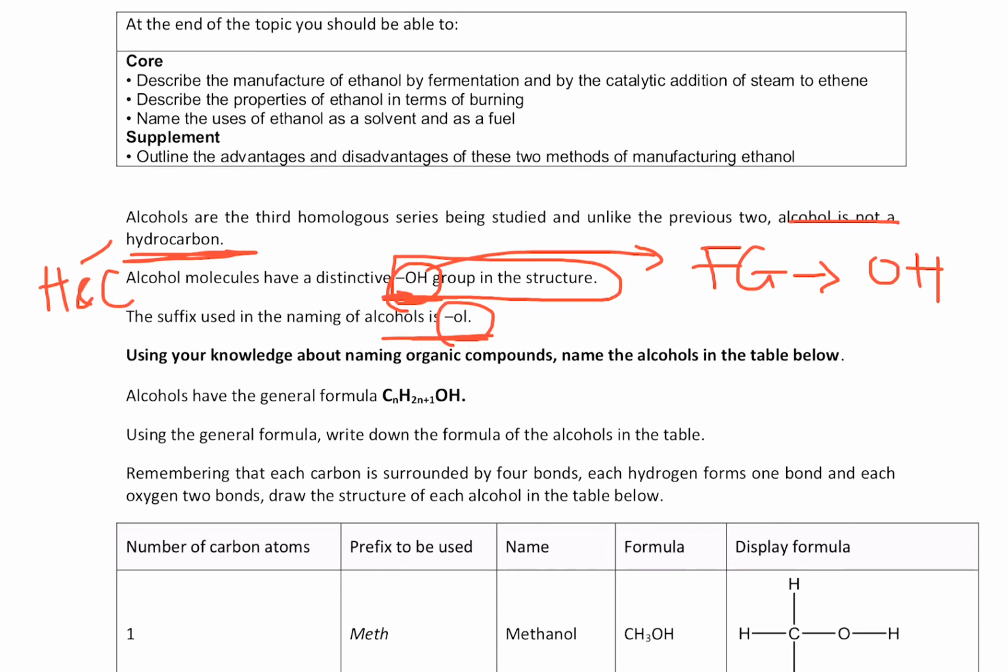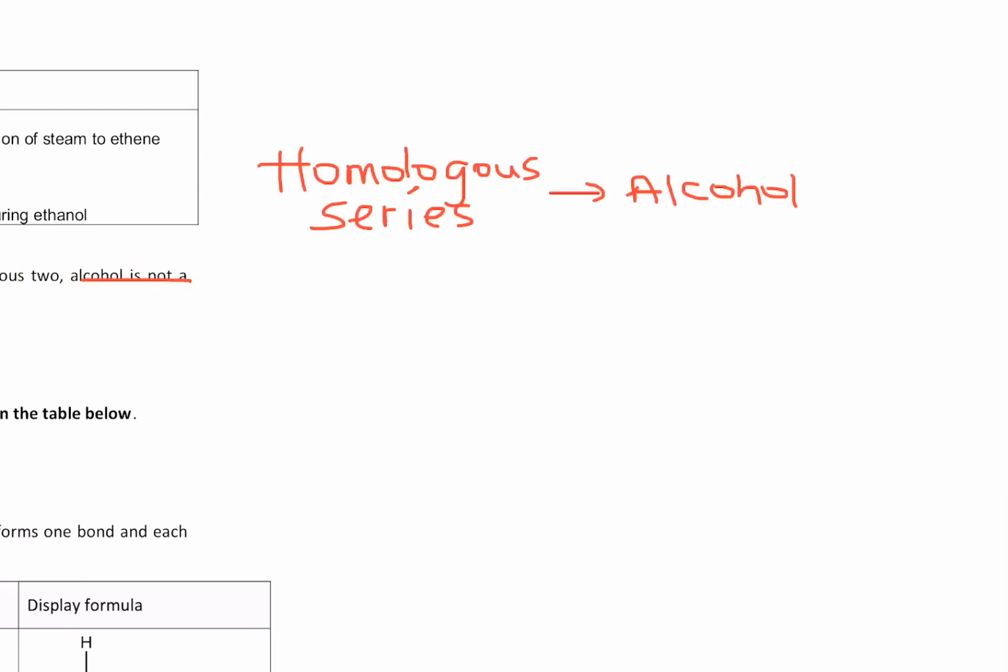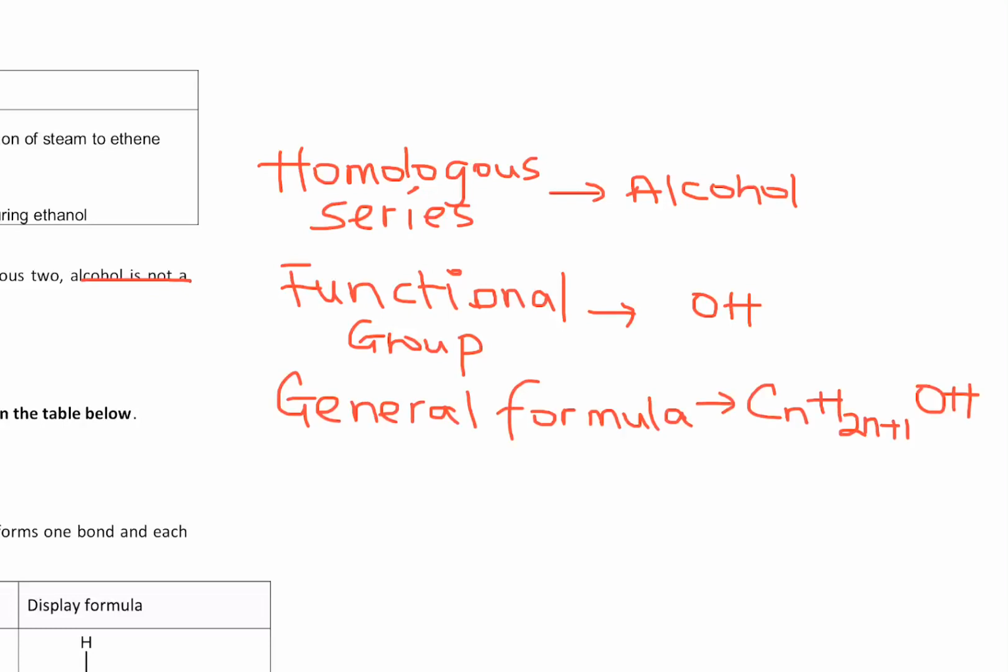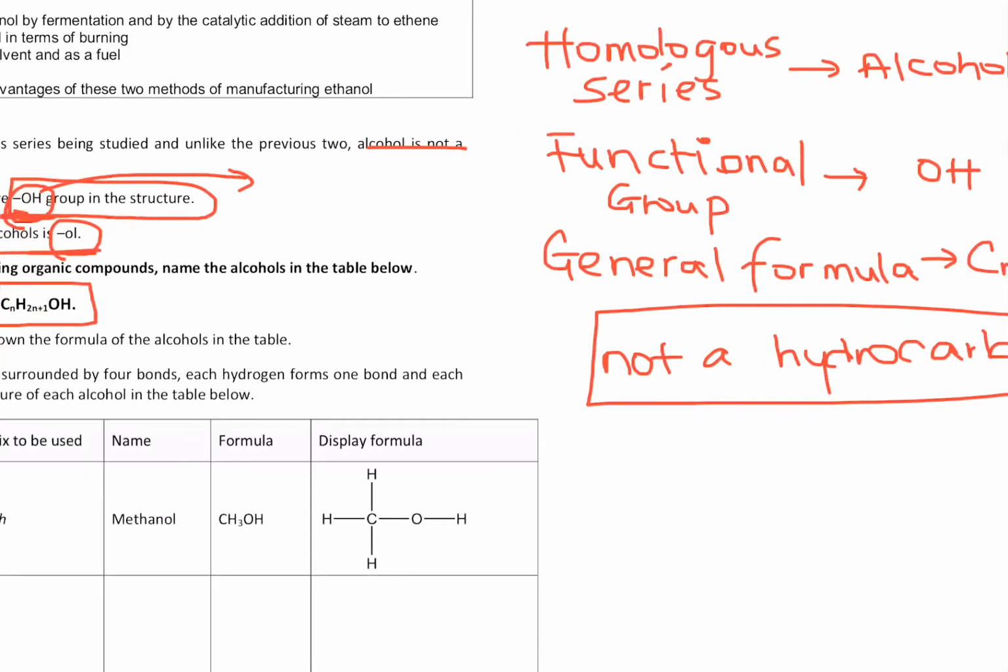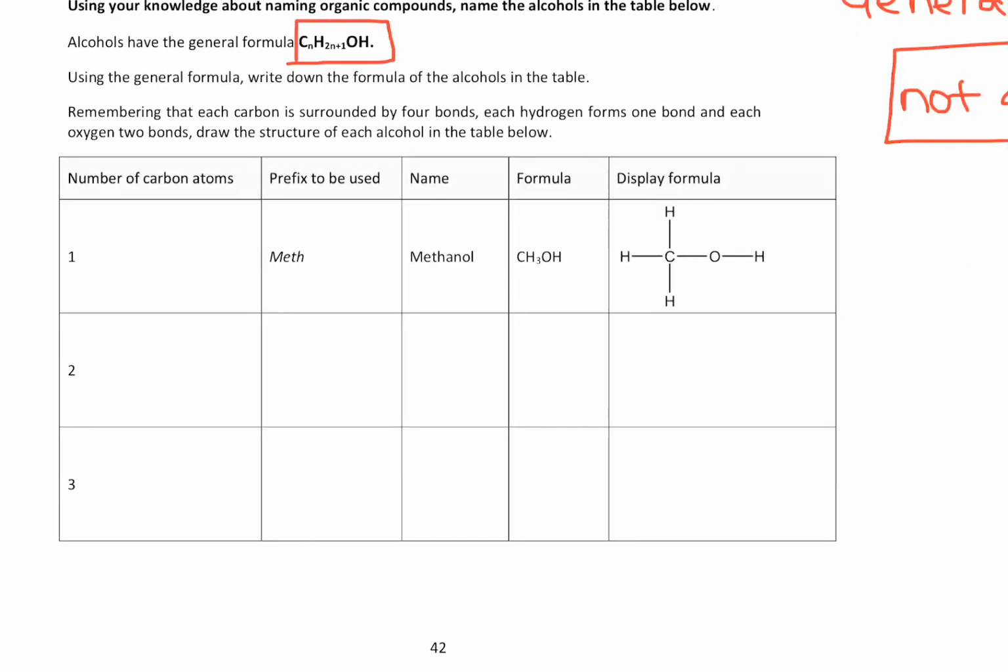Now, alcohols have the general formula CnH2n+1OH. So just to recap: it's from the alcohol homologous series, it has functional group OH, it has general formula CnH2n+1OH, and it is not a hydrocarbon. So these are the main things to note here. So you're going to fill in the table. Make sure you write this in your copybook.